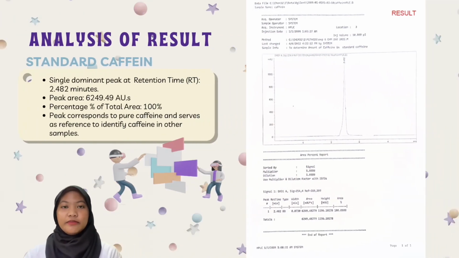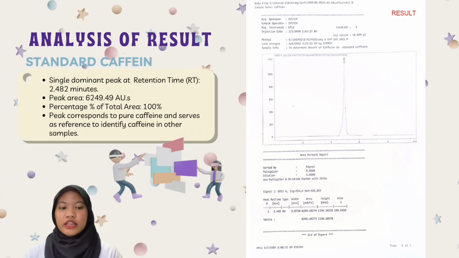First, let's examine the caffeine standard chromatogram. Here, we see a single dominant peak with a retention time of 2.482 minutes. This peak corresponds to pure caffeine, as expected since the standard contains no other components. The area under the peak is 6,249.49 AU seconds, representing 100% of the chromatogram. This data will serve as our reference point for identifying and quantifying caffeine in the other samples.